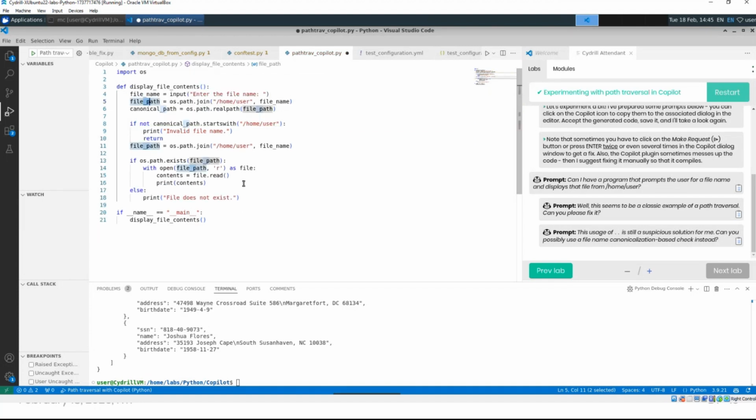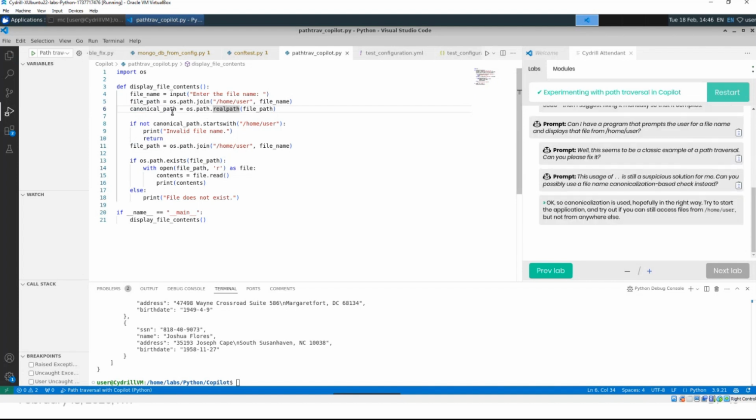Okay, looks like it. So what does it do? Well, it now uses realPath, which is the function that does the canonicalization. And then it checks if it starts with /home/user. So let's try it out.